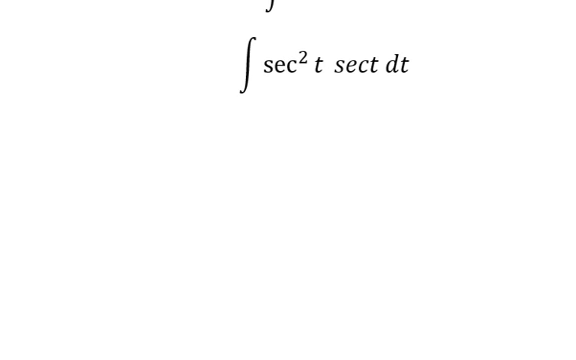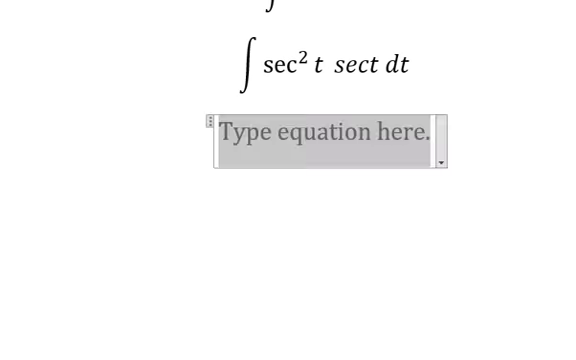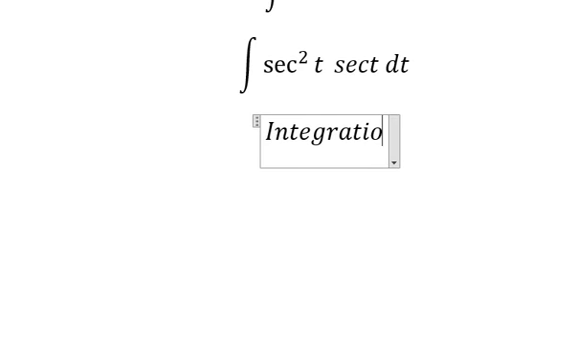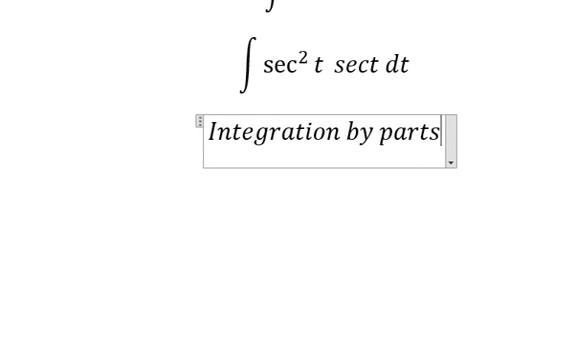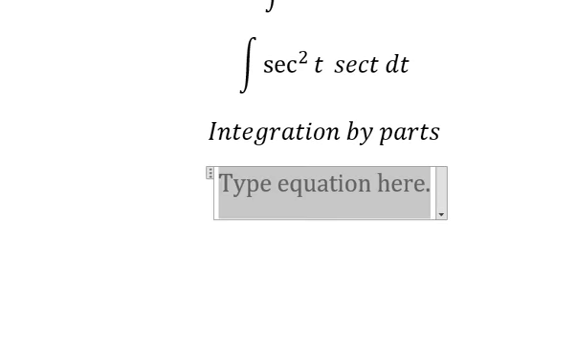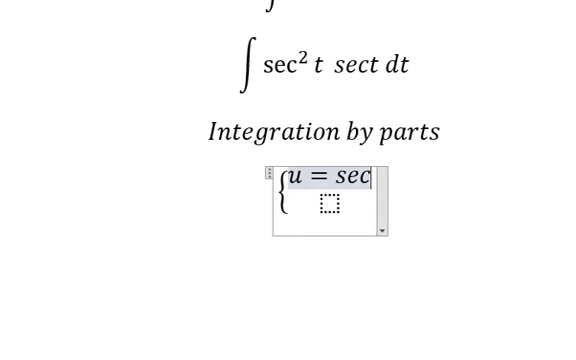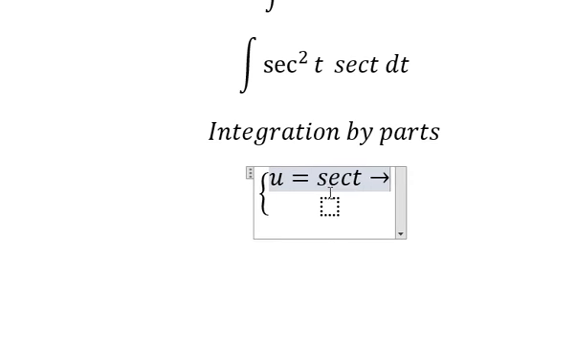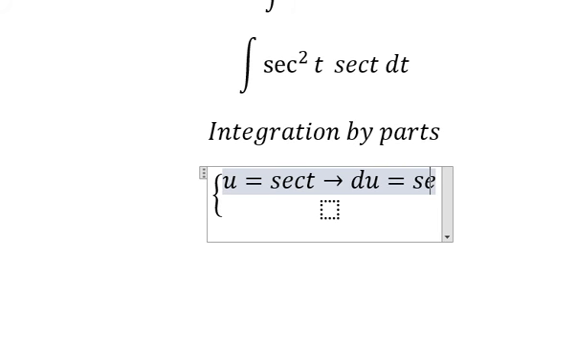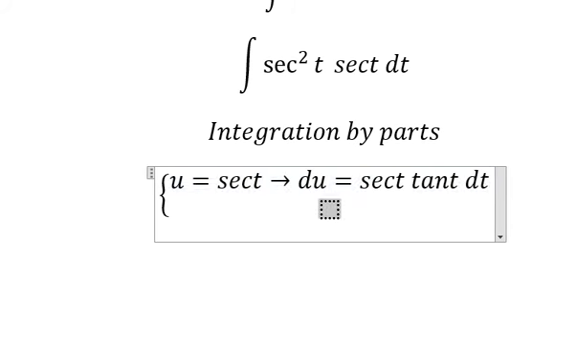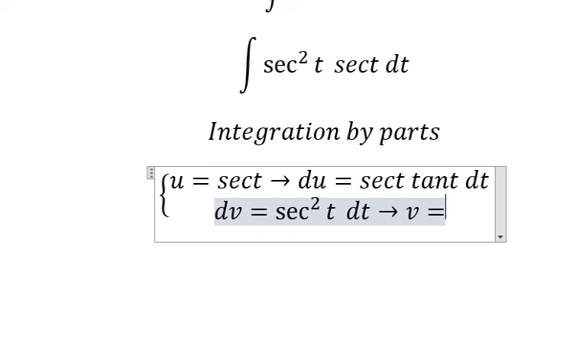So we can use integration by parts. So I will put u equals secant t. So we need to do the first derivative for both sides, and you get du equals secant t tan t dt. About the dv, we have secant squared t dt. The integration of this one, we have v equals tan t.